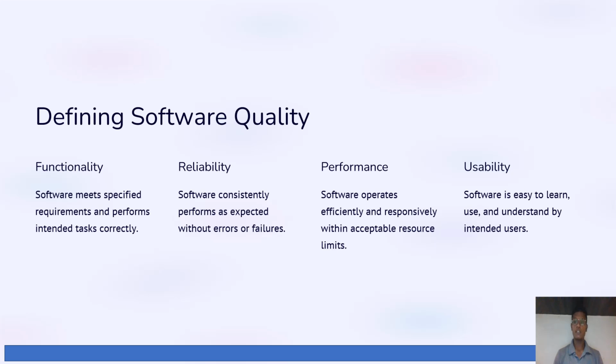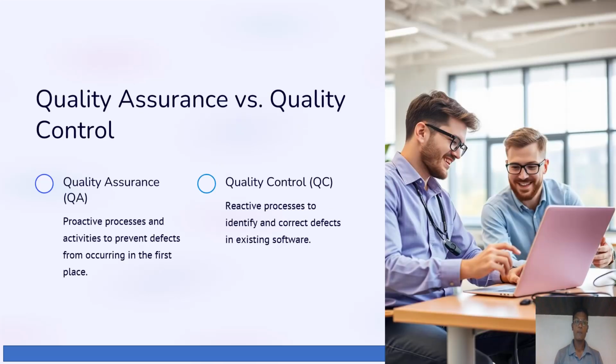Next one is usability. Software is easy to learn, use, and understand by intended users. This is all about defining software quality in four different topics. Next one is quality assurance versus quality control.